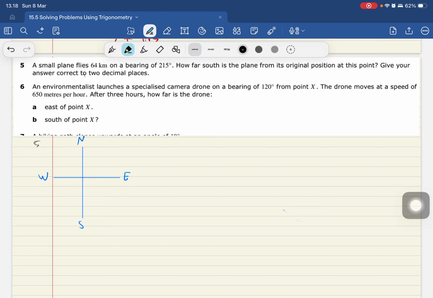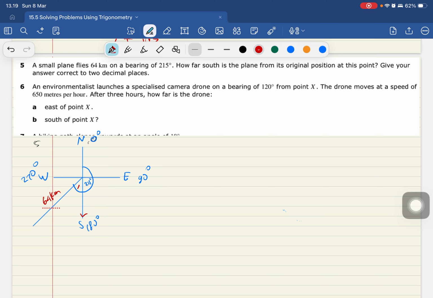A small plane flies 64 kilometers on the bearing 215. So it's starting from 0 degrees, 90 degrees, 180 degrees, and here is 270. So bearing starts from north and goes clockwise. Okay, here is 215 degrees. So how far south is the plane from its original position?